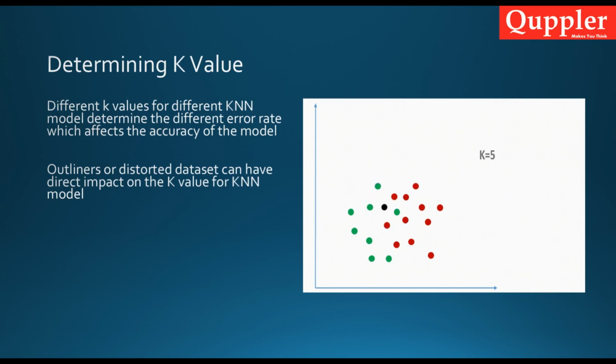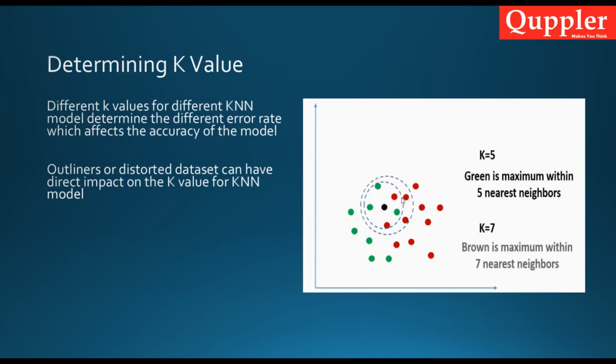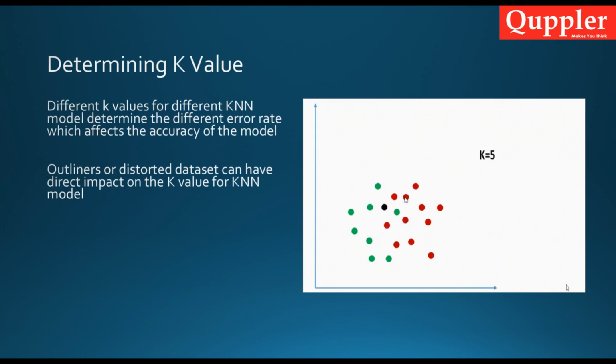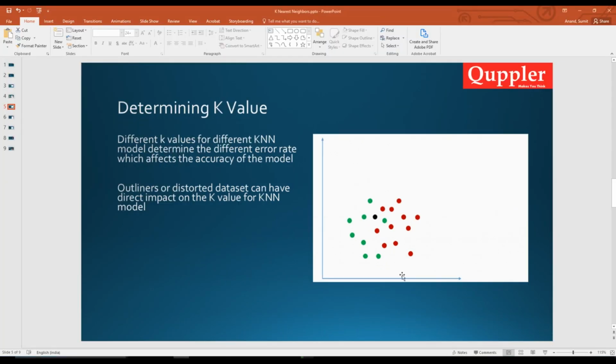Whereas if I take k as 7, the radius of the circle would be bigger. So the 7 data points nearest to this data point include a majority of brown color. In that case this data point will consider itself brown. Let me explain how outliers or a distorted data set can have a direct impact on the k value for this KNN model.